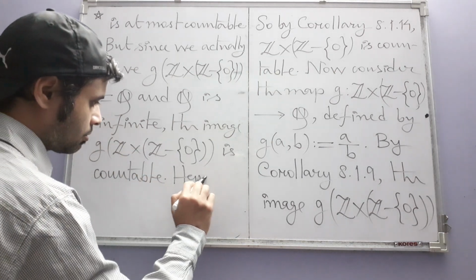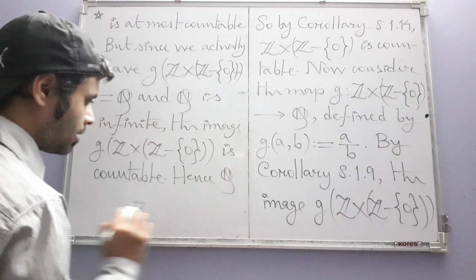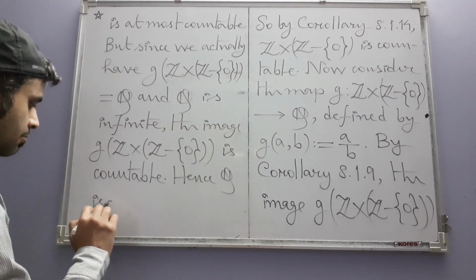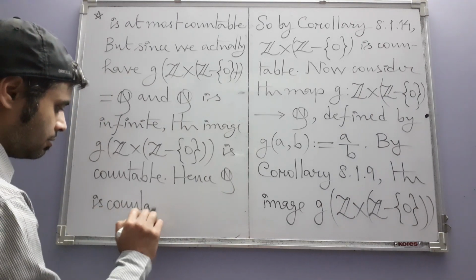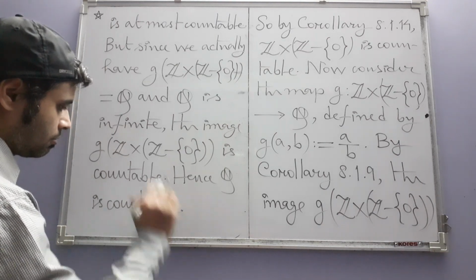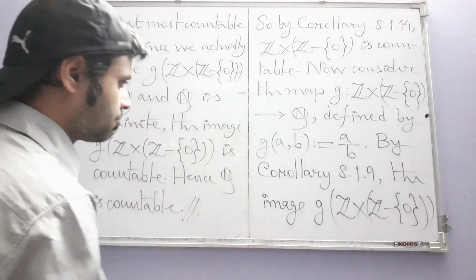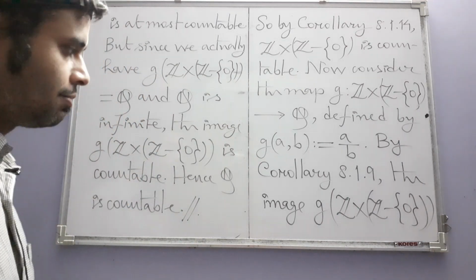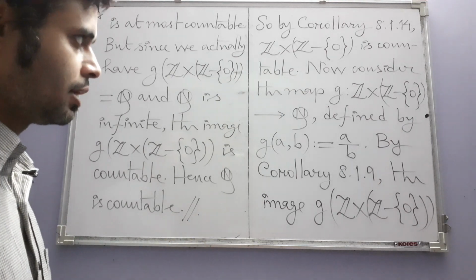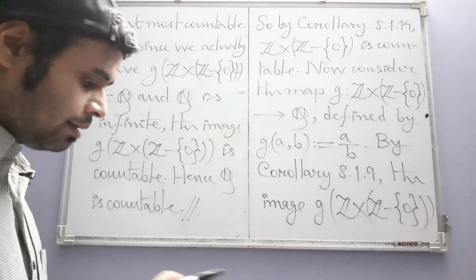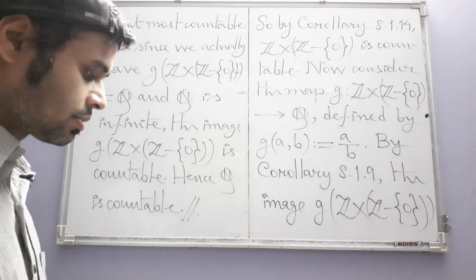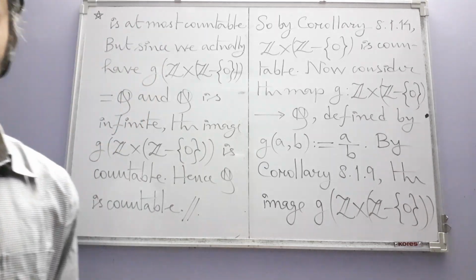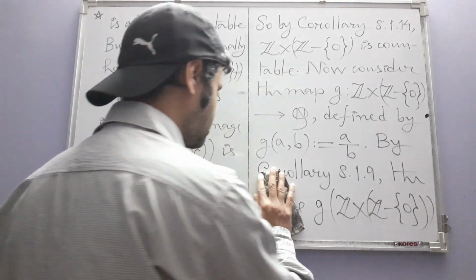Hence, the set of rational numbers is countable. And here the proof finally ends. So we have now the fact that the set of rational numbers is countable. And in fact, soon the section itself ends, but with a remark. So I am just going to mention the remark.